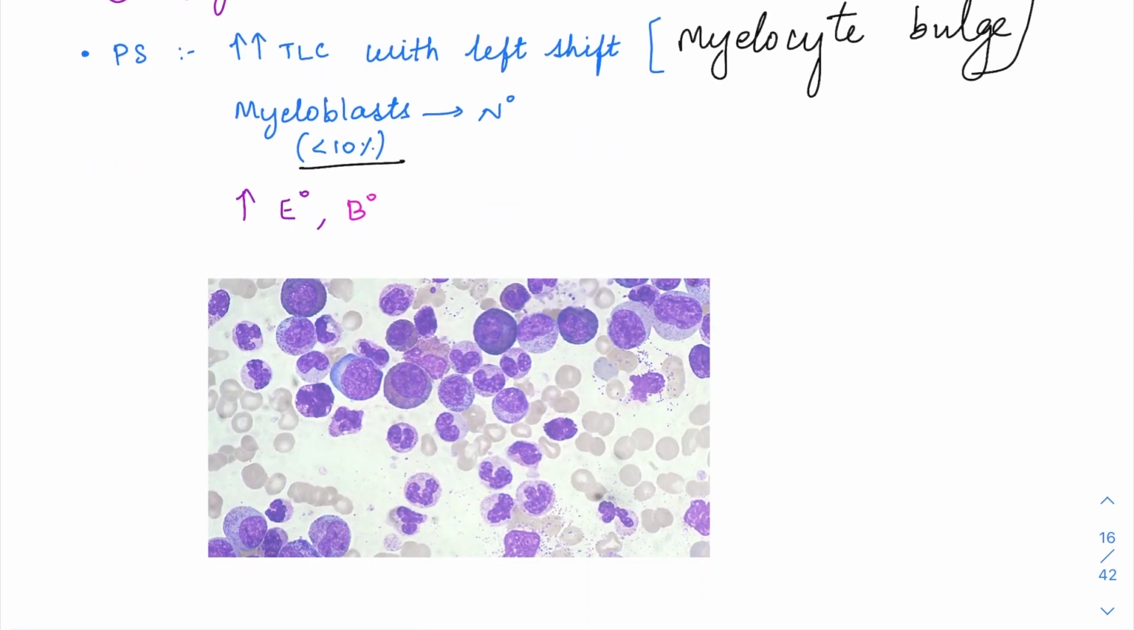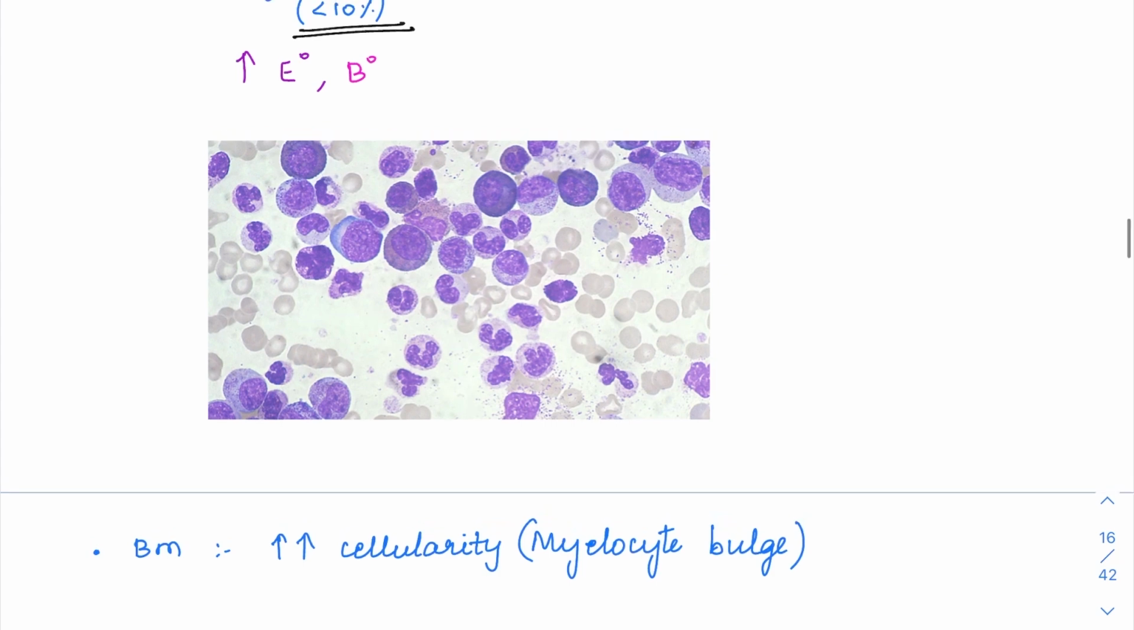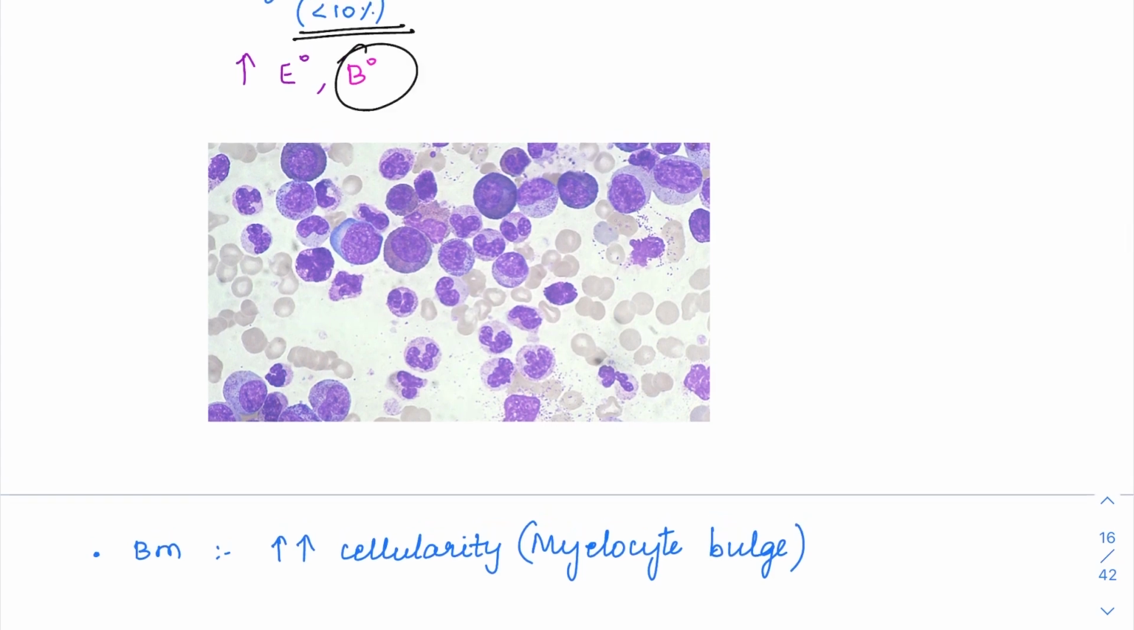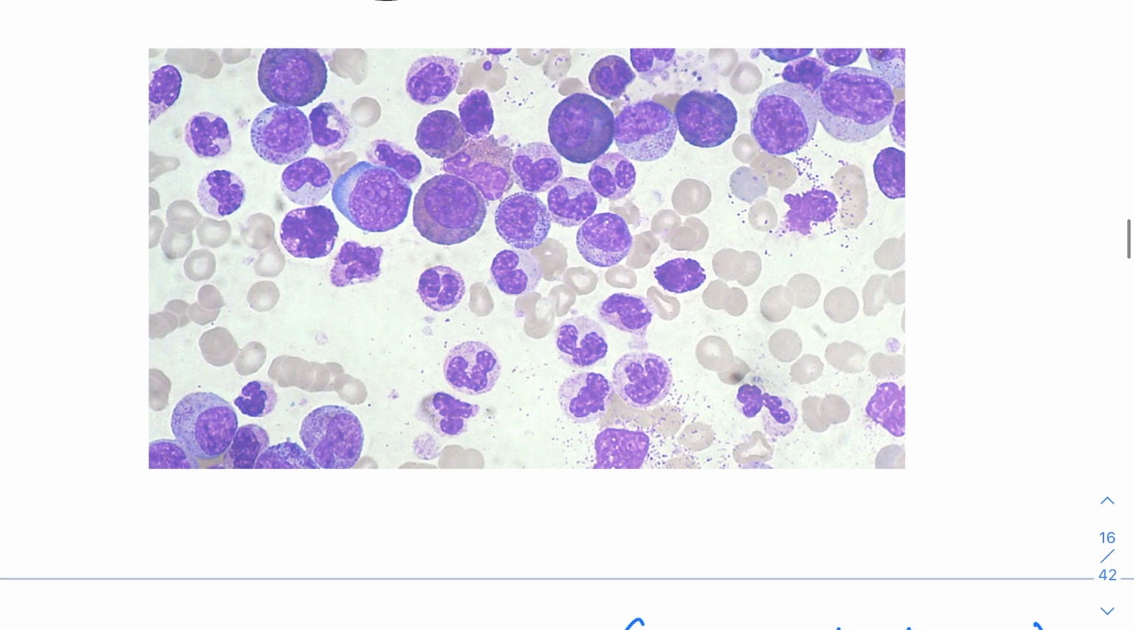The myeloblasts are going to be classically less than 10%. And the most important thing here in CML is there is also proliferation of eosinophils, basophils, and monocytes. The most important one is the basophils. Both eosinophils, basophils, and their precursors, the eosinophilic promyelocytes, myelocytes, all of this is also going to proliferate. So this is the characteristic image of a CML.